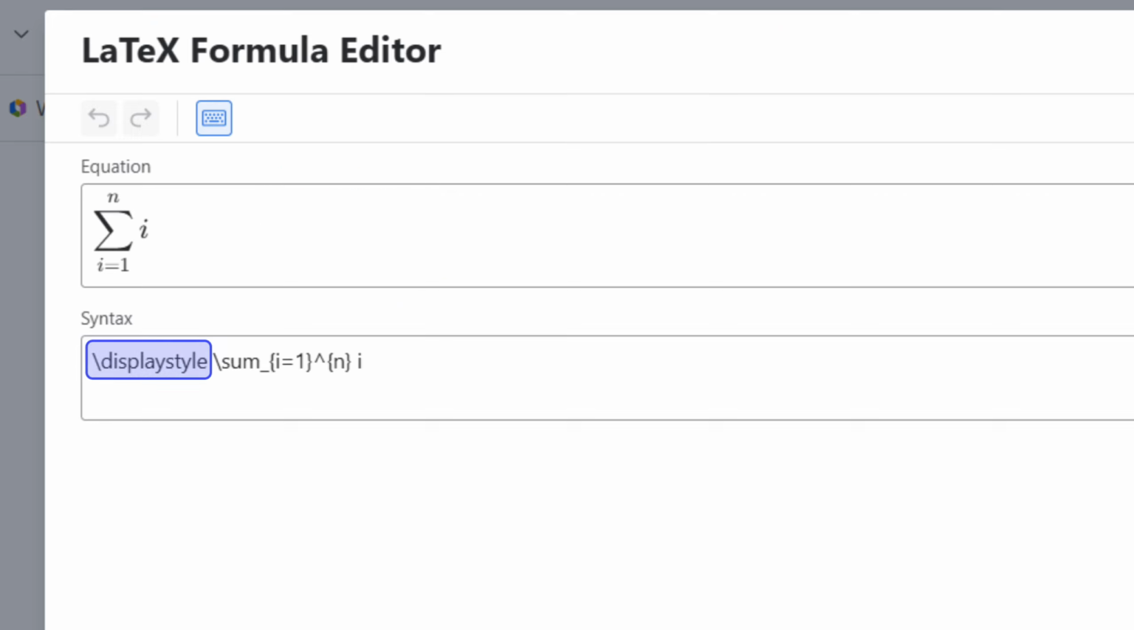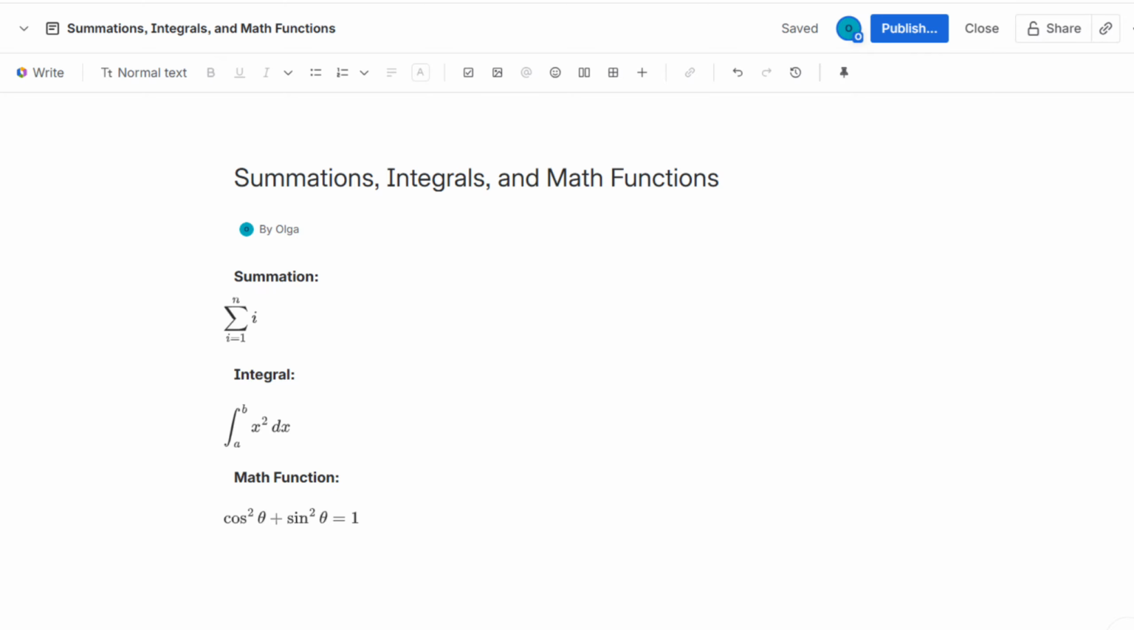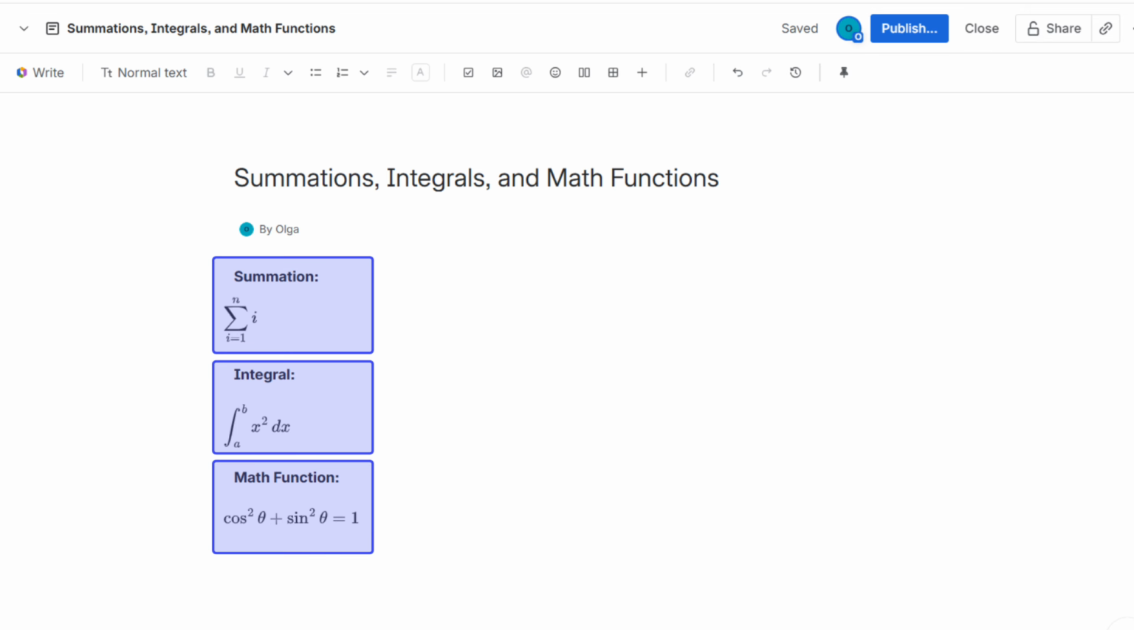Use display style inside inline formulas to make summations and integrals appear larger and more readable. With LaTeX Math for Confluence, all these commands render clean, editable formulas on your pages.